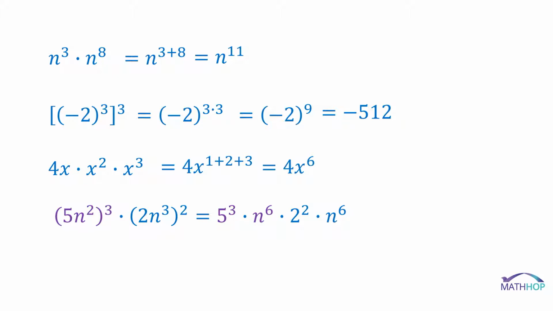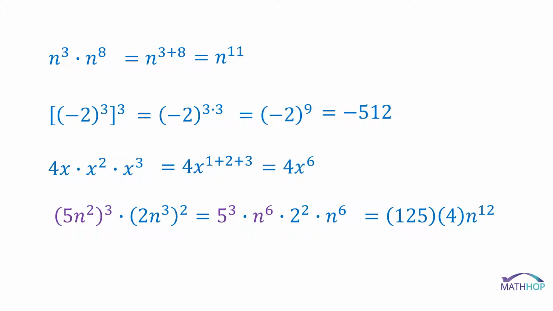5 cubed, that's very easy. We took that right here, 5 being raised to the third power. N squared cubed is n to the sixth. 2 squared came from there. N to the sixth came from n to the third raised to the second power. Let's put this all together now and see what we get. We've got 125 from 5 cubed, 4 from 2 squared, and n to the 12th from n to the 6th times n to the 6th.